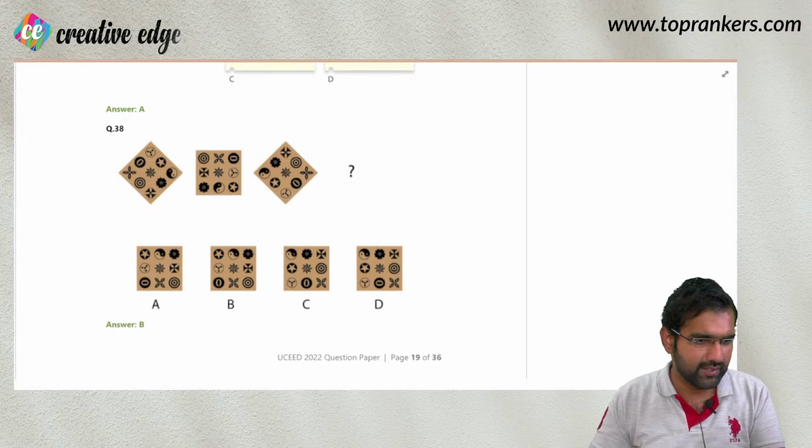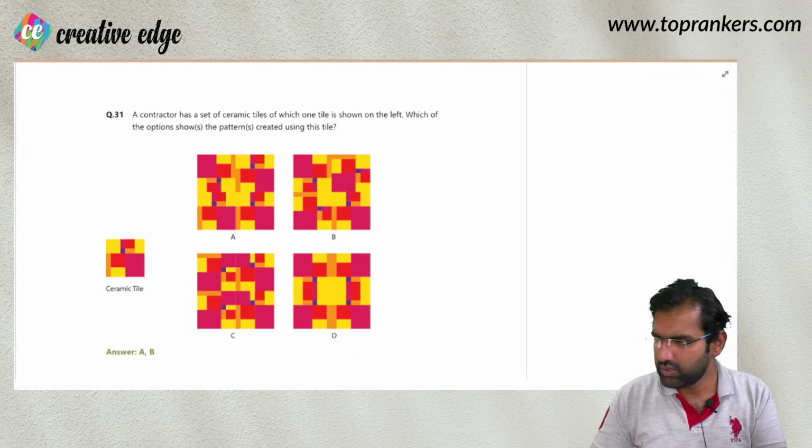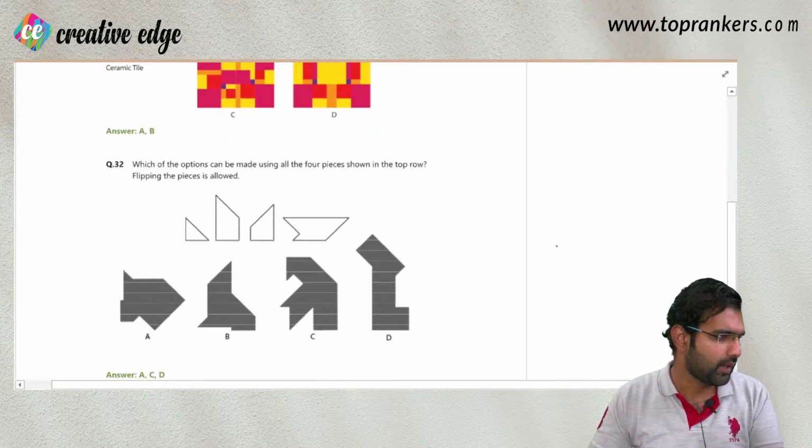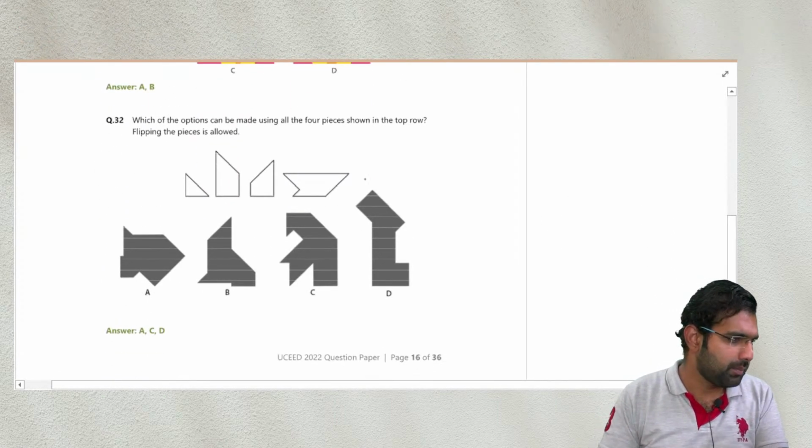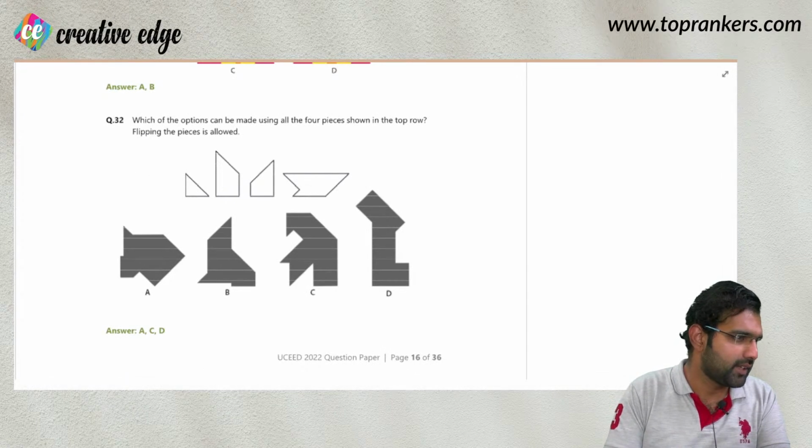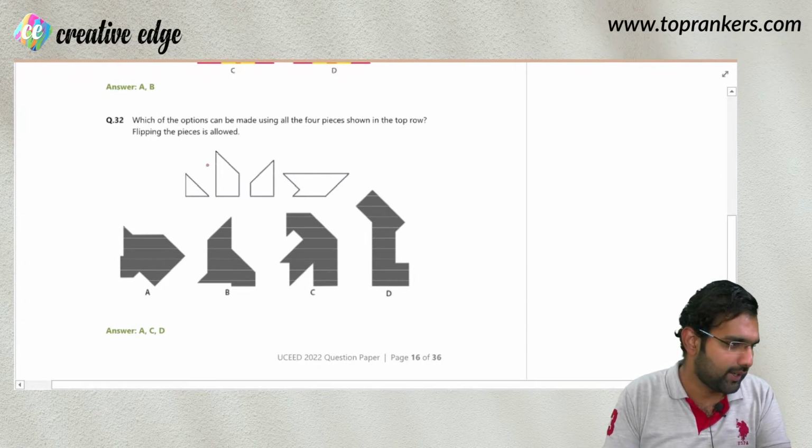Okay, I shall address it. Give me one second, yaar. Question number 32. Okay, so in question number 32, we are told that option B cannot be the answer. Let me show you why option B is wrong. I hope you will pay close attention.